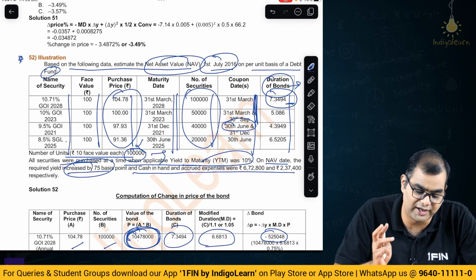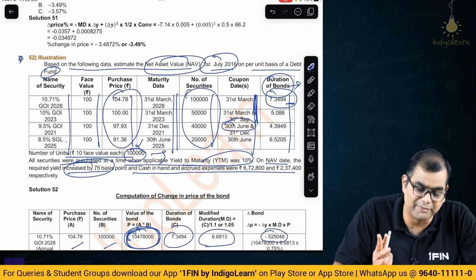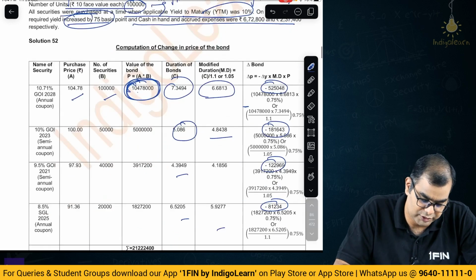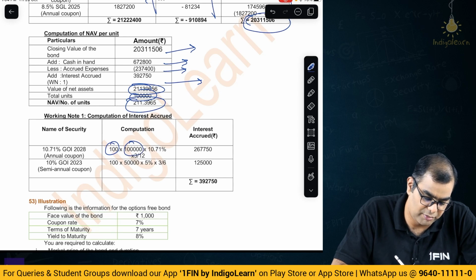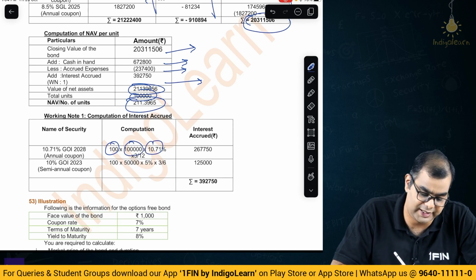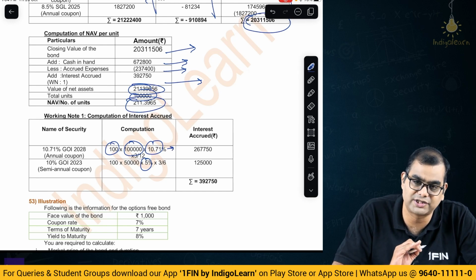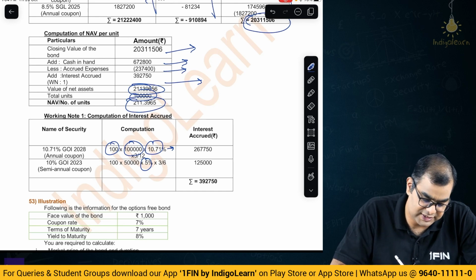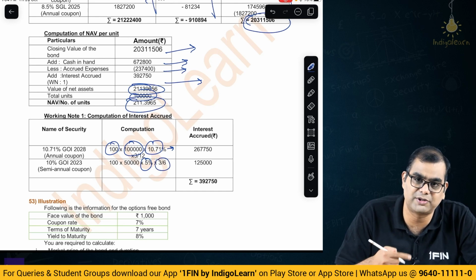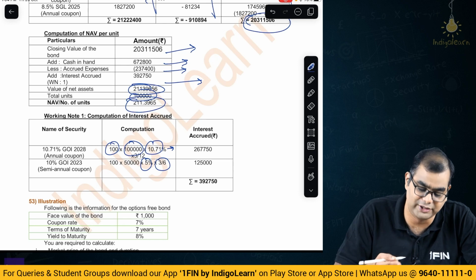For both of them, you have accrued interest for 3 months: April, May and June. So you take the face value of the bond, the number of bonds, and 10.75% and 5%, which are the coupons. The first one is an annual coupon, so you don't adjust it for semi-annuality, and multiply by 3 by 12 because 3 months interest is pending. For the second case, you pay every 6 months, that is a semi-annual coupon, so you multiply by 3 by 6.